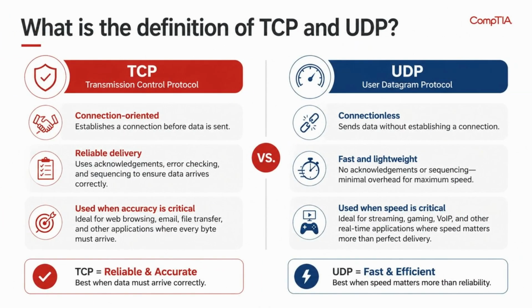First, what are TCP and UDP? TCP, or Transmission Control Protocol, is connection-oriented and ensures reliable delivery. UDP, or User Datagram Protocol, is connectionless, fast, and lightweight, prioritizing speed over perfect delivery.